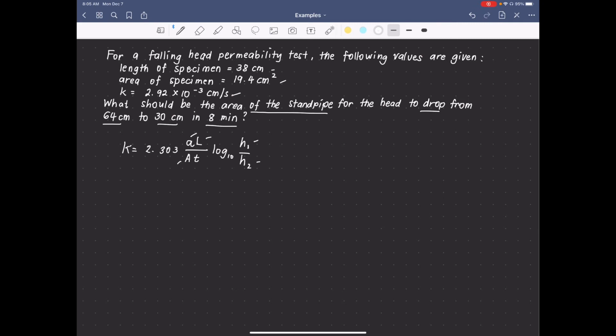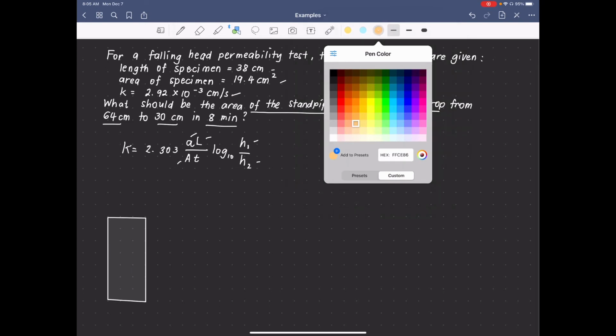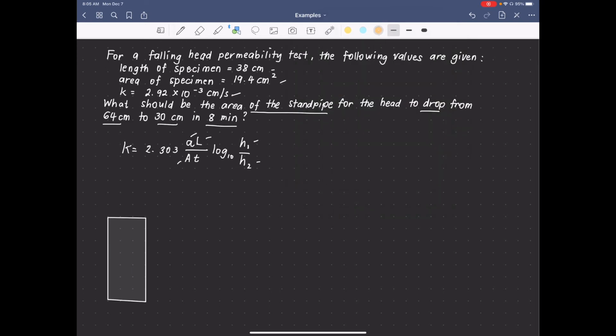So let's look at the process for this falling head permeability test. Similarly, we have the permeameter, or the permeability apparatus, here, and we still have our soil sample here. See, here's our sample.